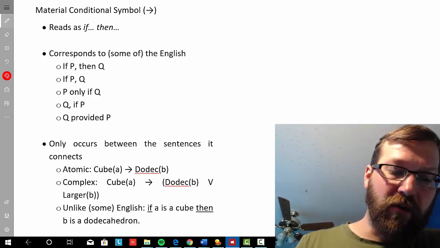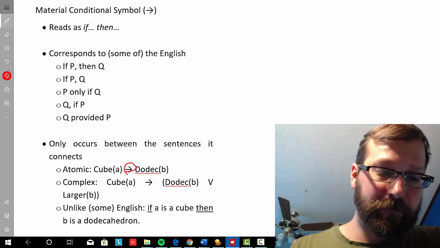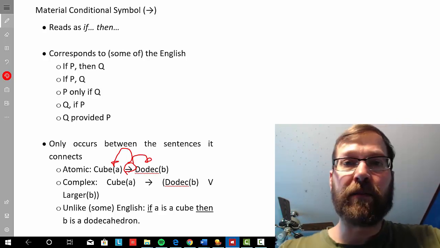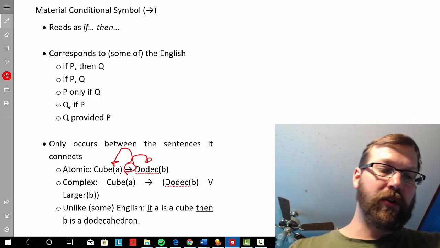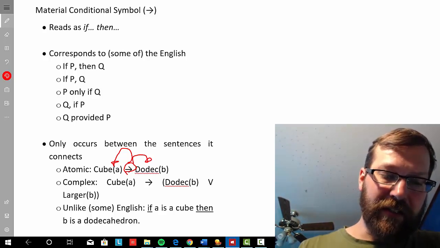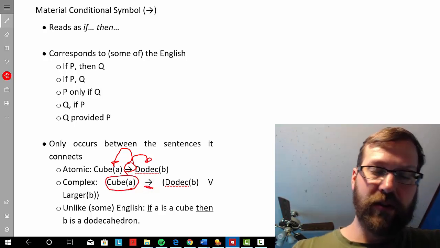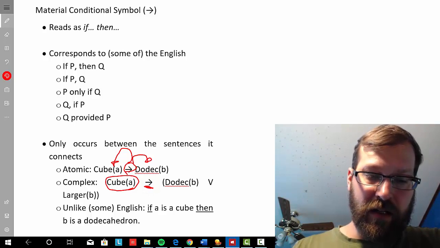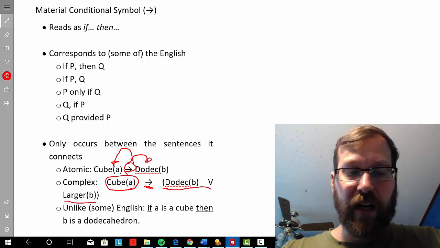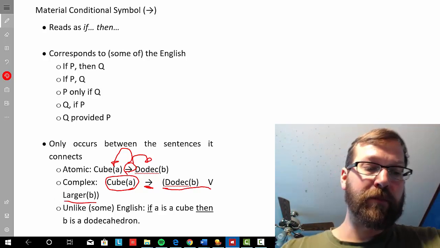Alright, so the way that our symbol works in terms of connecting other statements in order to form a more complex statement is it always situates itself in between the statements that it is connecting. So here we're connecting these two statements. But we can also connect complex statements. So if we look at this example, this sentence that's being connected by this arrow is atomic. However, it is also on the right side connecting that complex sentence that is a disjunction.